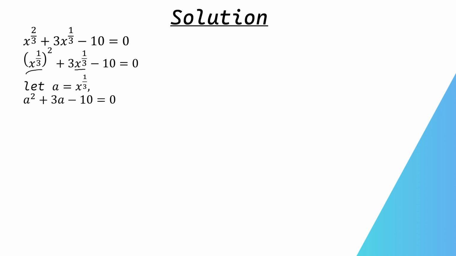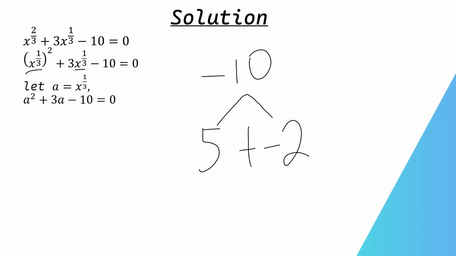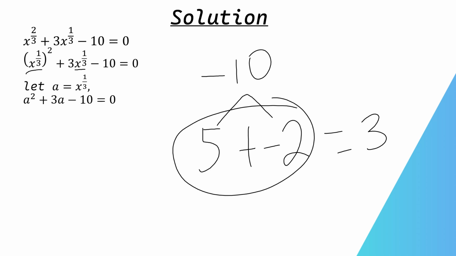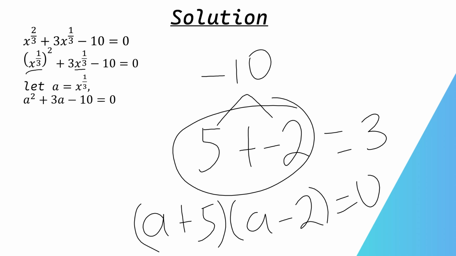Now, negative 10. You look for factors of negative 10 that when you multiply will give negative 10, and when you add will give you 3. Some of the factors are 5 and negative 2. When I add 5 and negative 2, I get positive 3, meaning these two satisfy. So I have a plus 5 multiplying a minus 2 equals 0. You do it simple as that.